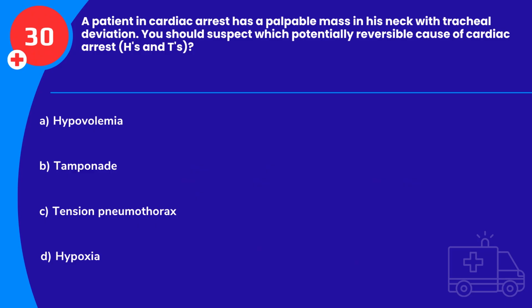Question 30. A patient in cardiac arrest has a palpable mass in his neck with tracheal deviation. You should suspect which potentially reversible cause of cardiac arrest: H's and T's? A. Hypovolemia. B. Tamponade. C. Tension pneumothorax. D. Hypoxia.